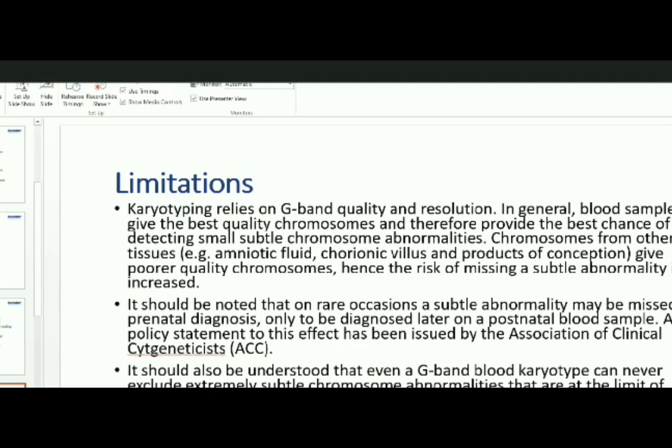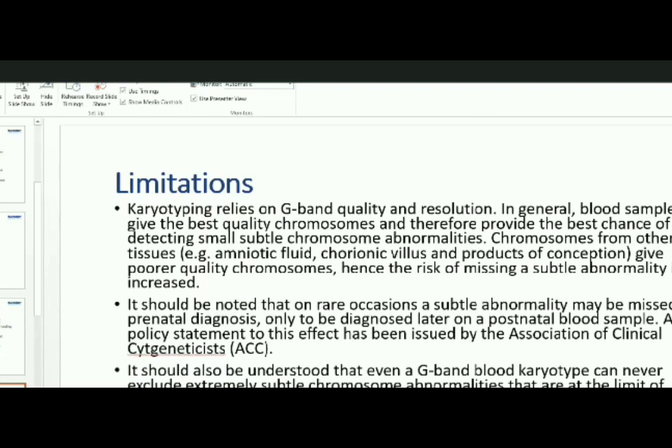Example, in our G banding, what will happen? Whenever we go for reporting, we can identify up to a certain level only. If it is more than 5 MB, we can identify it and report. But if it is less than 5 MB, we can't detect the abnormalities at the microscopic level. In those cases, we will recommend CMA or other methods like FISH. But we don't recommend the G banding technique. This is one important point.